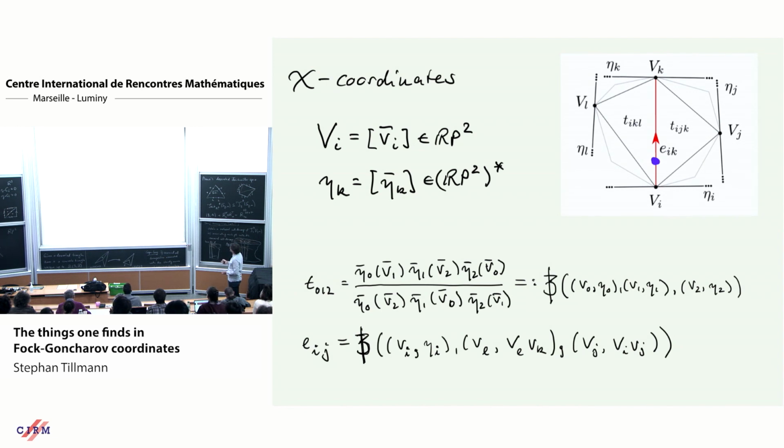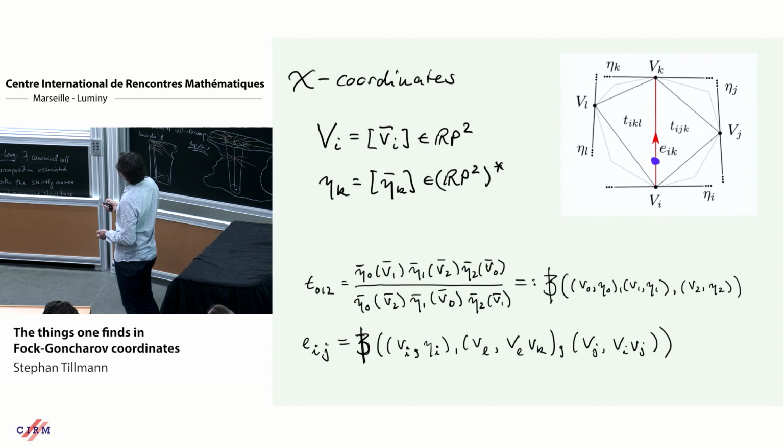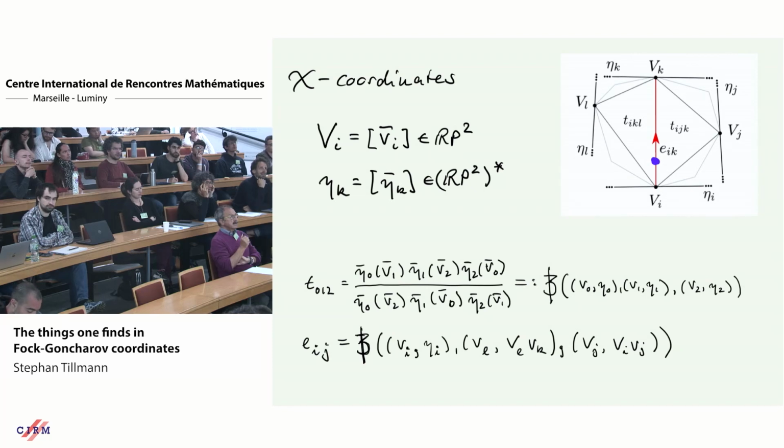And you can define a triple ratio of these three flags by just this kind of quantity, where the bar just means you take a representative in R3, or in R3, the dual space, yeah? So this is the triple ratio, and that's what you associate with, say, the triangle coordinate here. And then for the edges, you assign special triple ratios where you take the vertices, but then also you take other edges.